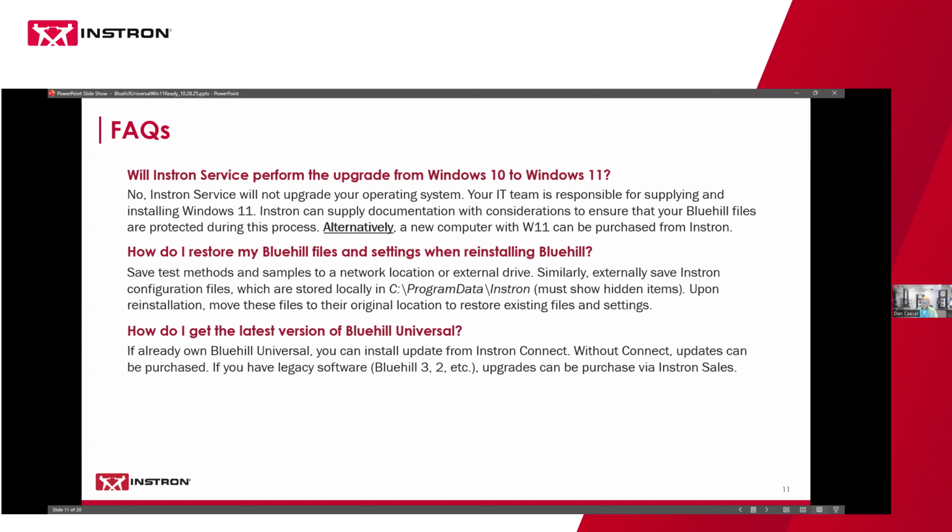If you do not have a Connect contract, then our sales team can help you acquire that update. And similarly, if you don't have Universal yet, if you're running legacy software, say Bluehill 3, Bluehill 2, or anything earlier, the upgrade from those legacy platforms can be purchased from our sales channel, which can be your local rep. You can also request that online, and you'll be forwarded to the appropriate sales contact.